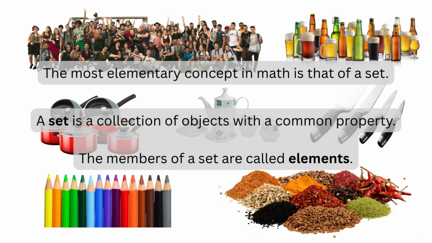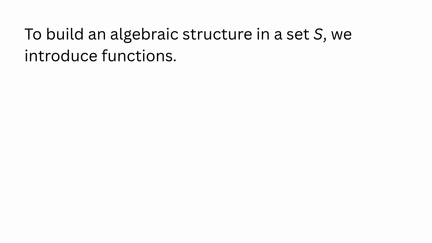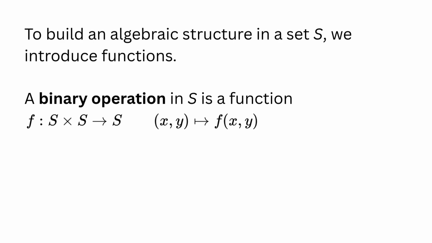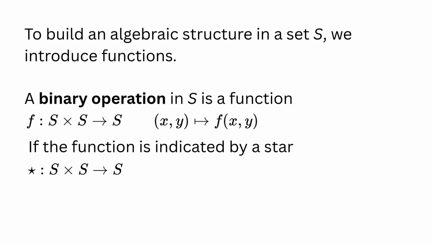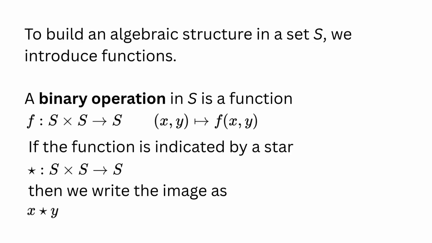To build an algebraic structure in a set S, we introduce functions. A function with domain the Cartesian product S cross S, and target set the set S, is called a binary operation in S. Binary since the input is a pair of elements, and operation since it operates on the two elements to get the image. Instead of the standard function notation, we prefer to indicate binary operations with a symbol between the two elements of the pre-image. For example, if the star symbol is used to denote the binary operation, we write the image of two elements x and y as x star y. Often, the image x star y is called the composition of x and y.